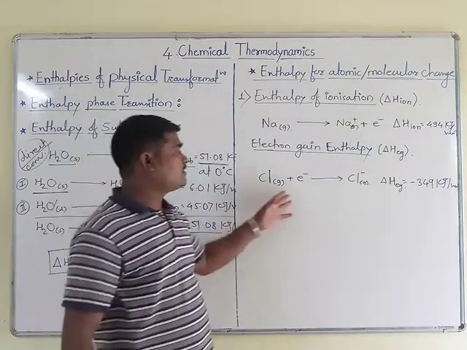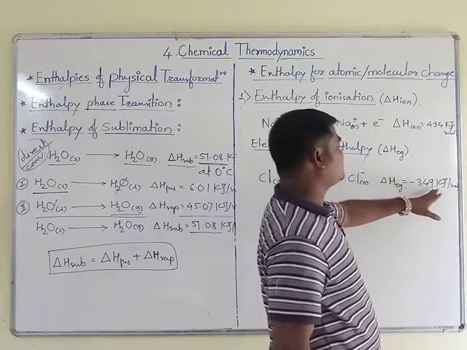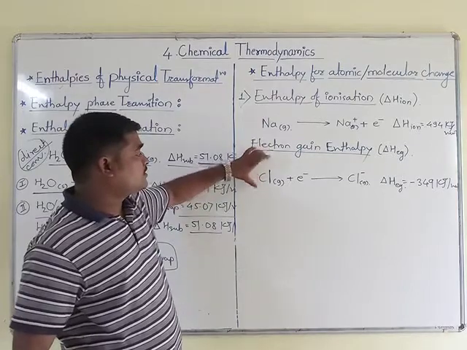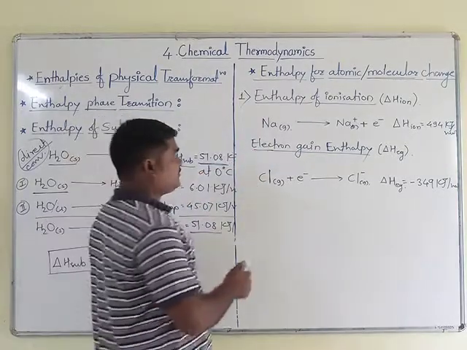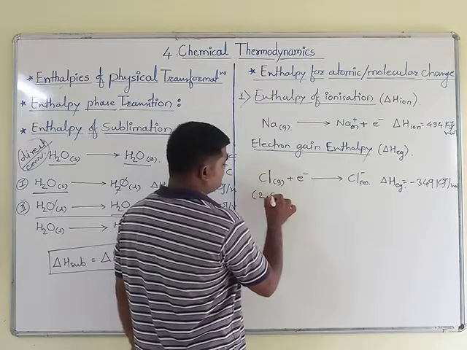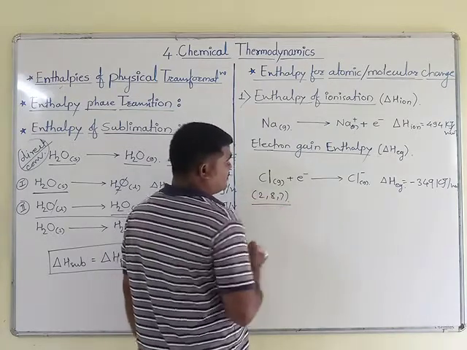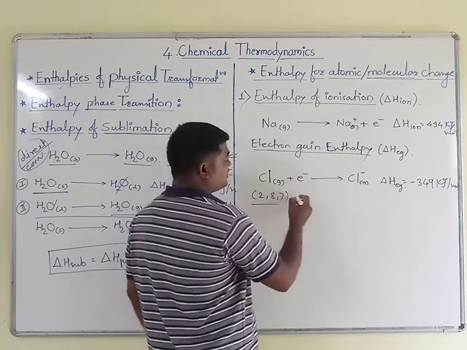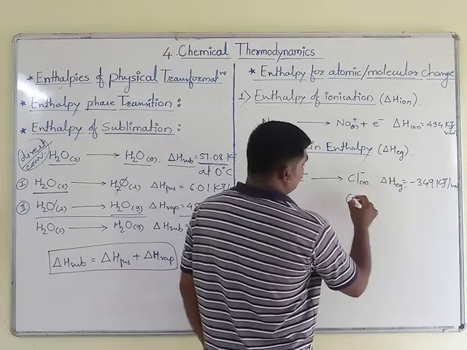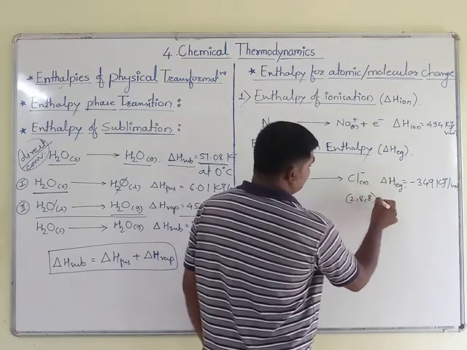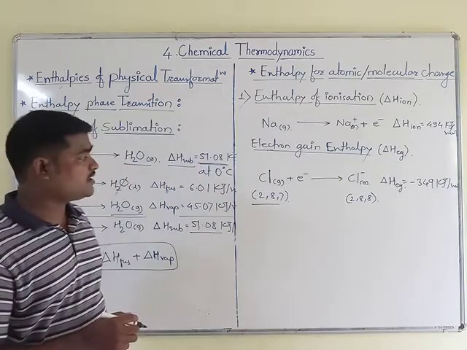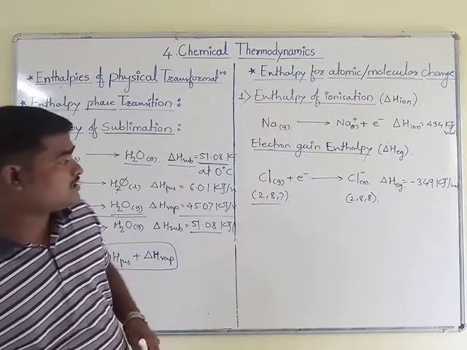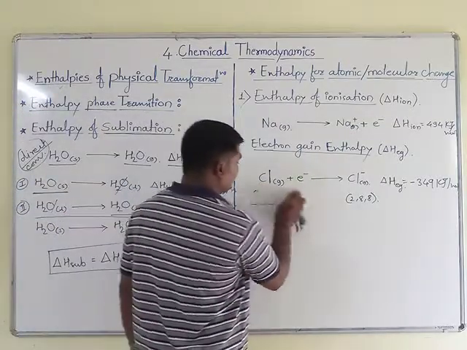For this conversion the enthalpy will be minus 349 kilojoule per mole. In this case, what happened? The chlorine, which has the electronic configuration 2,8,7, is not stable in its own position, so it gains 1 electron, and after its conversion the stable electronic configuration we get is 2,8,8. So for this conversion we are measuring the electron gain enthalpy and it would be minus 349 kilojoule per mole.